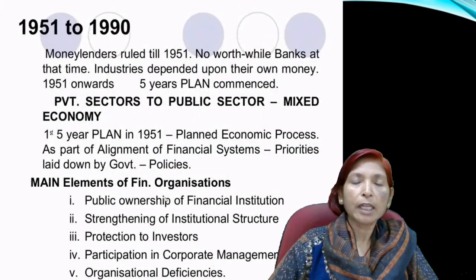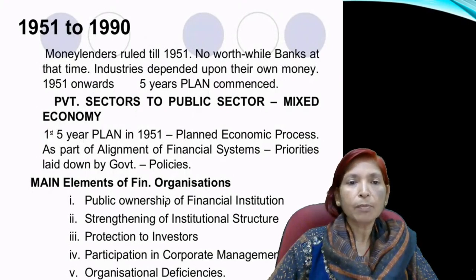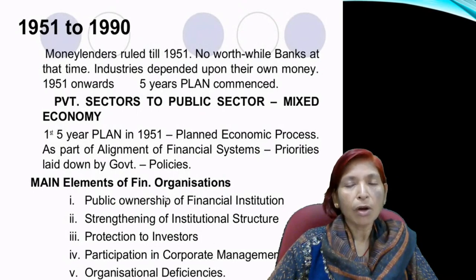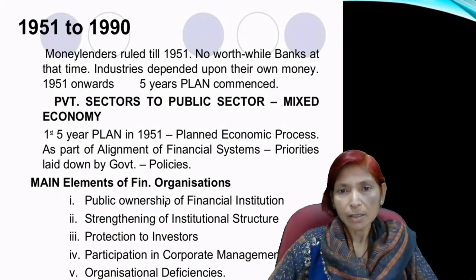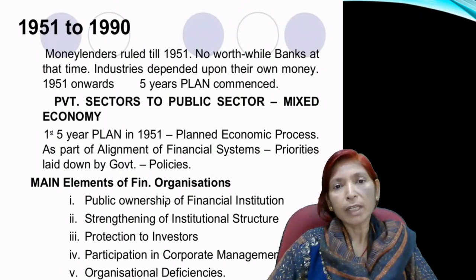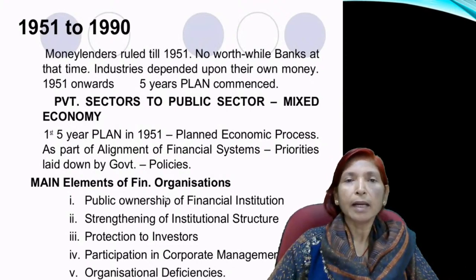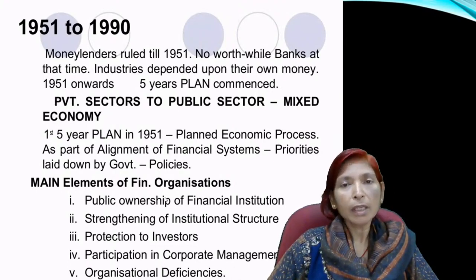Now next is the 1951 to 1990 time period. You know that before 1951, unorganized or non-institutional sources of finance were prevailing in the Indian financial market system. Moneylenders ruled till 1951. There were no worthwhile banks at that time. Industries mainly depended upon their own money.